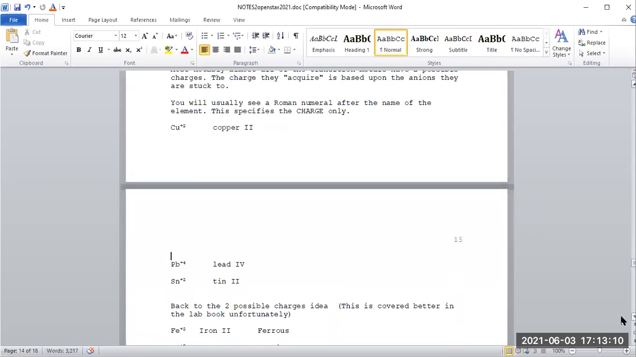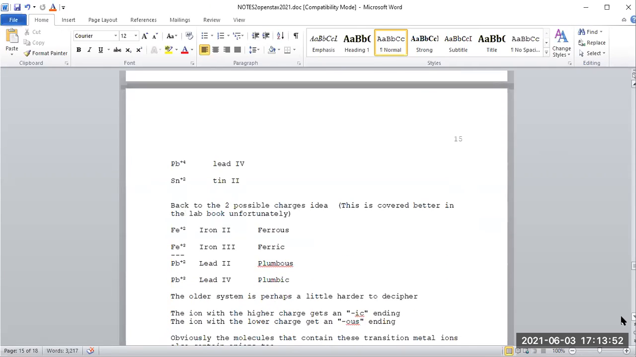They adopt the charge eventually of their partner. We are going to focus primarily on the Roman numeral system, which is also known as the stock system. But I will also spend a little bit of time talking about the old system, which I refer to as the ic and ous system, because it has to do with suffixes. So I gave you a couple to start you off here. Cu+2. Because that particular version of copper has a little +2 written beside it, we are going to designate it as the copper 2 version.